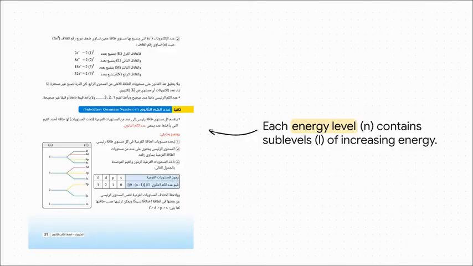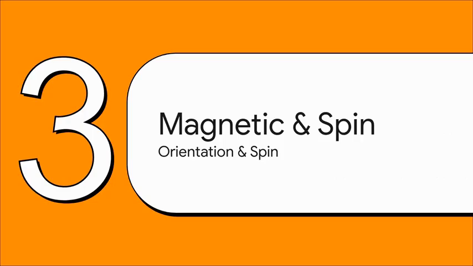Now, this visual here really pulls it all together. You can see that the first energy level, n equals 1, only has an s sublevel. That's it. But look at n equals 2. It has both s and p sublevels. Level 3 has s, p, and d. And notice something else. Within any single energy level, the s orbitals are lowest in energy, then p, then d, and then f.